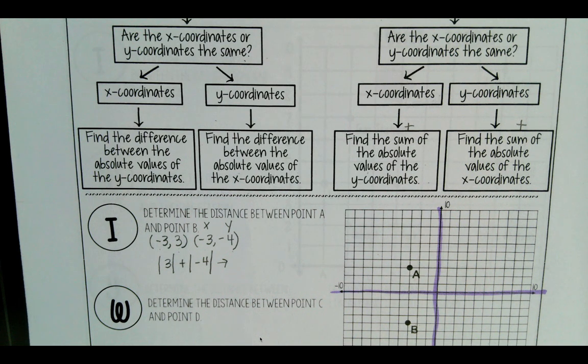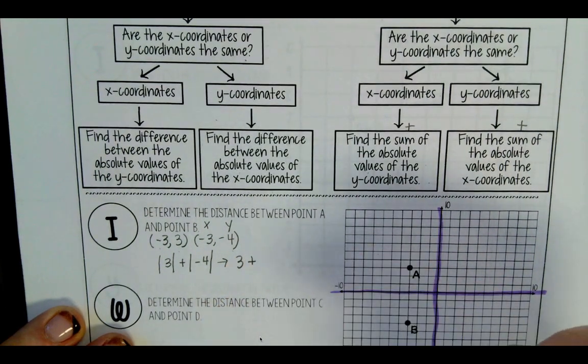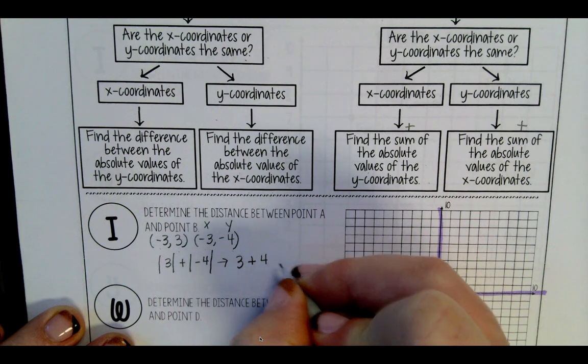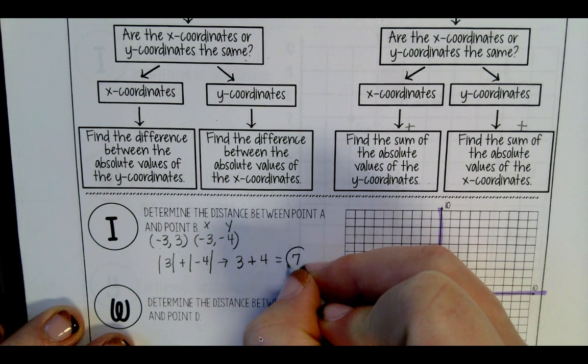All right. Now, what's the absolute value of 3? 3. What's the absolute value of -4, Chloe? 4. What is 3 plus 4, friends? 7.